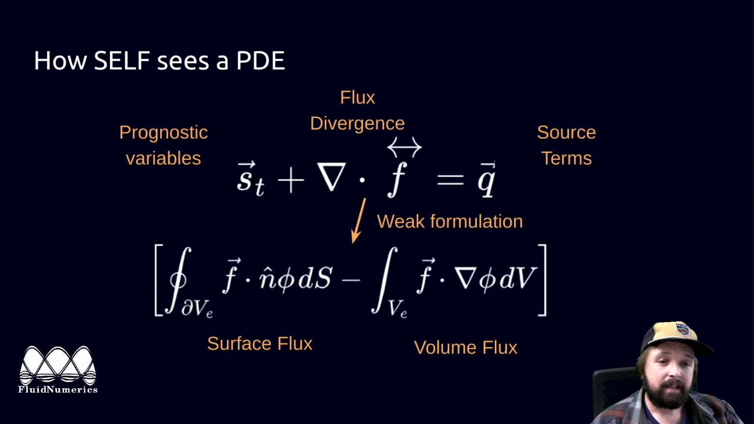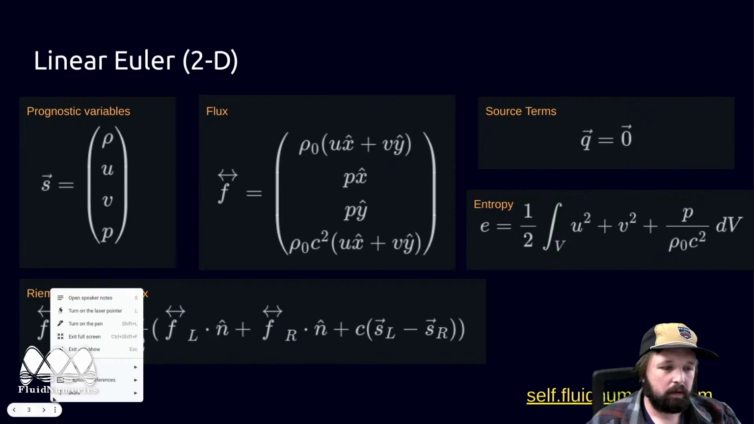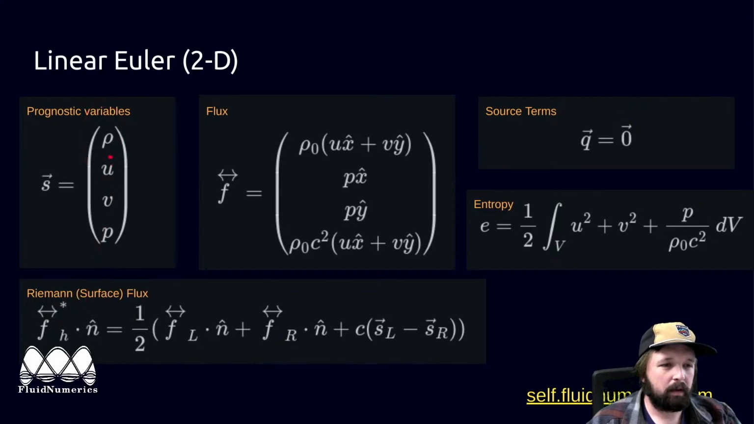All right, if we cast things in terms of this arbitrary conservation law, what we need to do to define a problem is to define the flux vector and the source terms, and then there are some options to set metadata so you can describe what the prognostic variables are, which makes your output files look nice and neat. For linear Euler 2D, the prognostic variables are over here on the left. We have the density rho, the two velocity components u and v, and then the pressure that's tracked there.